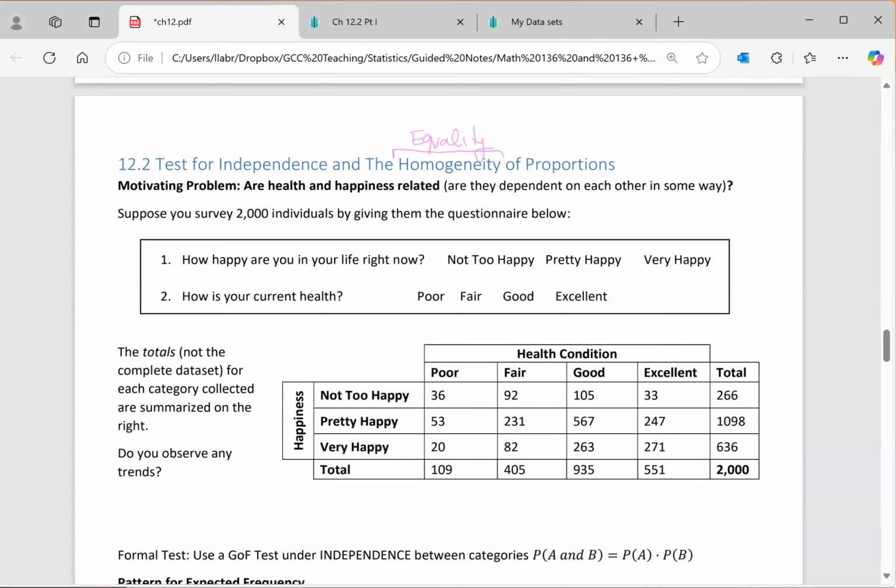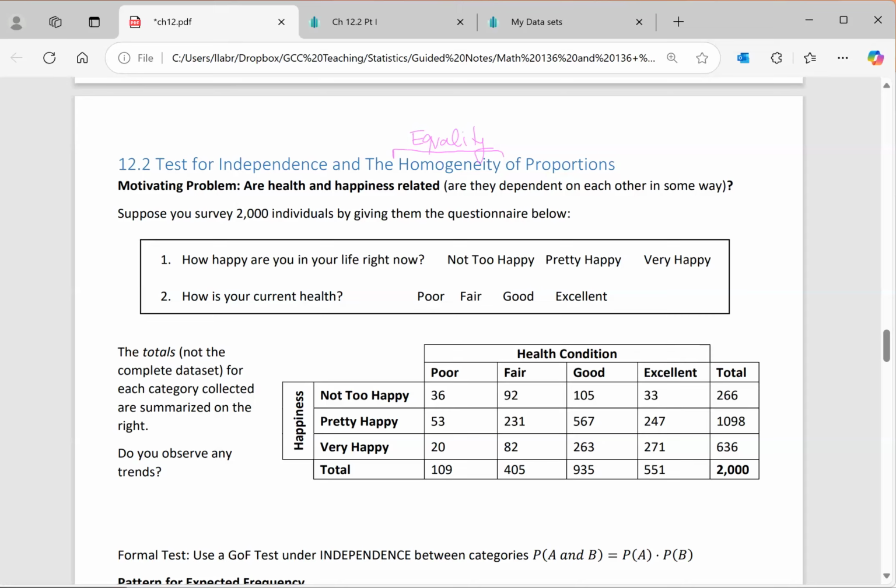In this video, we're essentially going to connect the test for independence to the goodness of fit in the previous videos. We're not going to do a hypothesis test. We're just going to motivate the idea. So here's how we can do that.